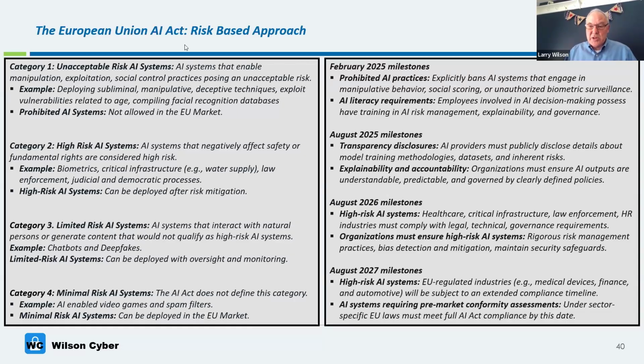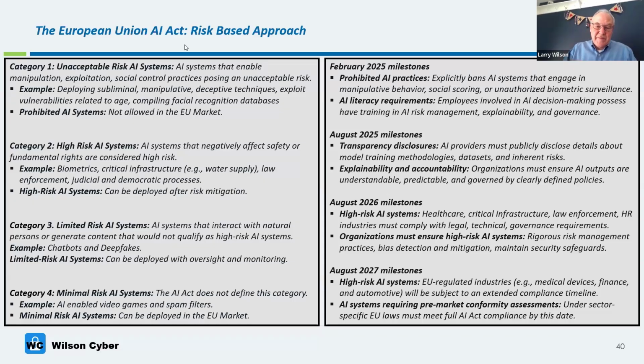All providers must publicly disclose details: how you train your models, how you train your data, and what the inherent risks are. One of the things that's new about AI is a thing called a model card. And you'll see in a minute when we talk about audit, a model card describes how your model works, what the data sets are, how it was trained, how it was tested, and how it was secured. So that was required as transparency for high-risk systems last August, so you could explain and account for AI outputs to make sure they're understandable, predictable, and governed by clearly defined policies. That was 6 months ago.